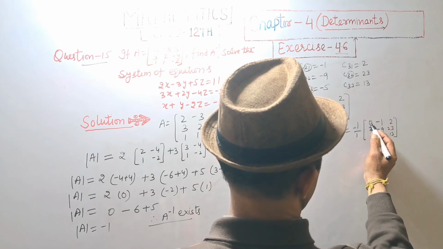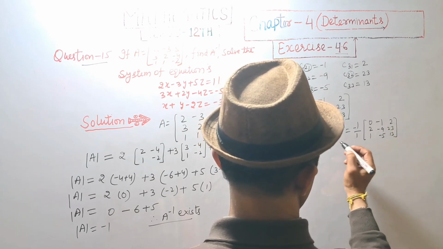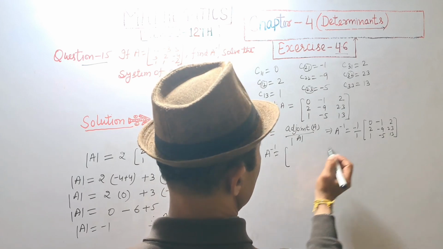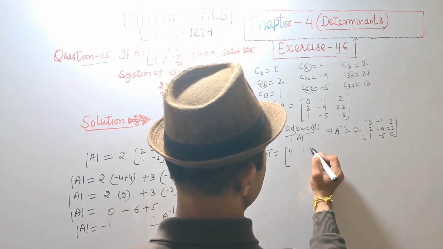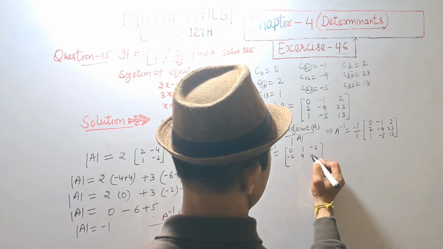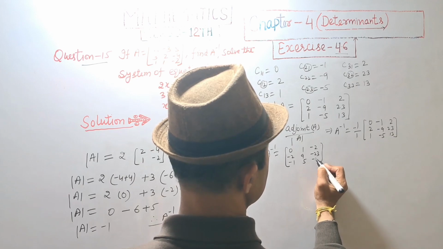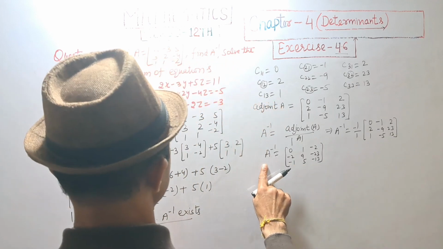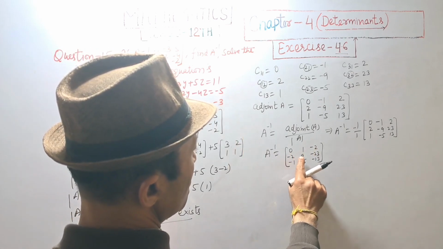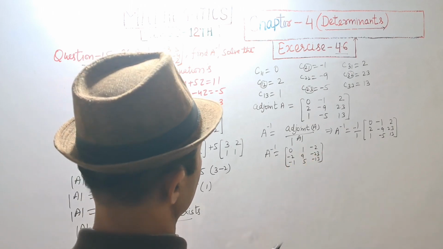Then 0 multiplied by minus is 0. Minus 1 multiplied by -1 is +1. So we get A inverse is equal to the matrix with rows 0, 1, -2; -2, 9, -23; -1, 5, -13. We get A inverse.